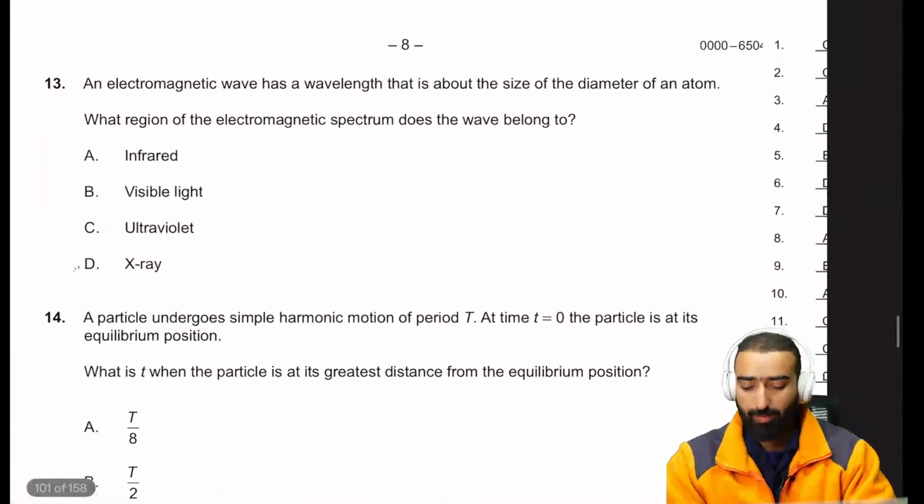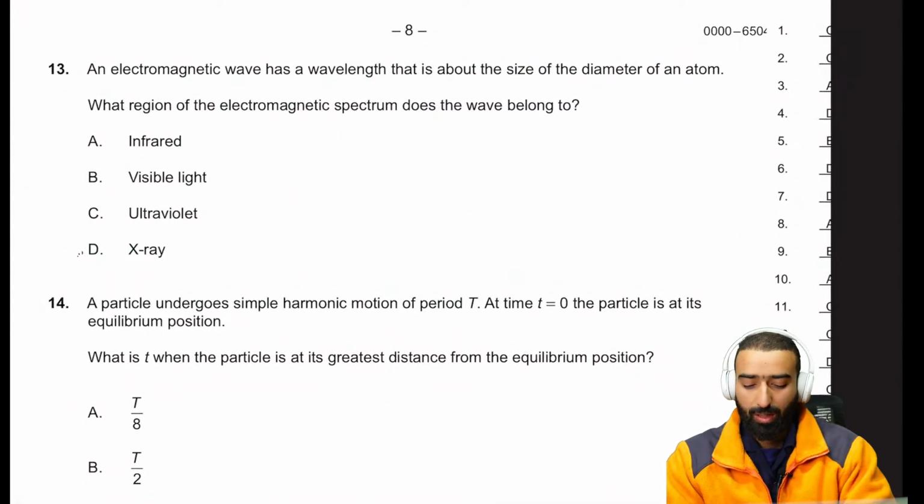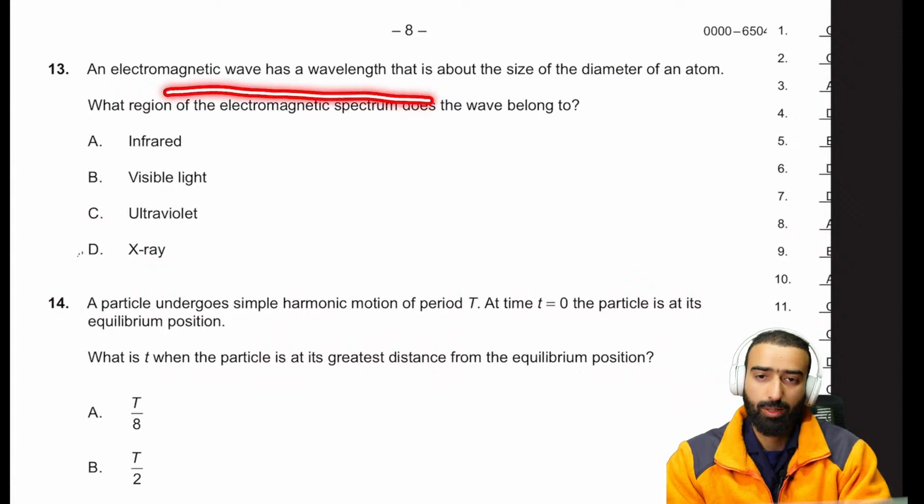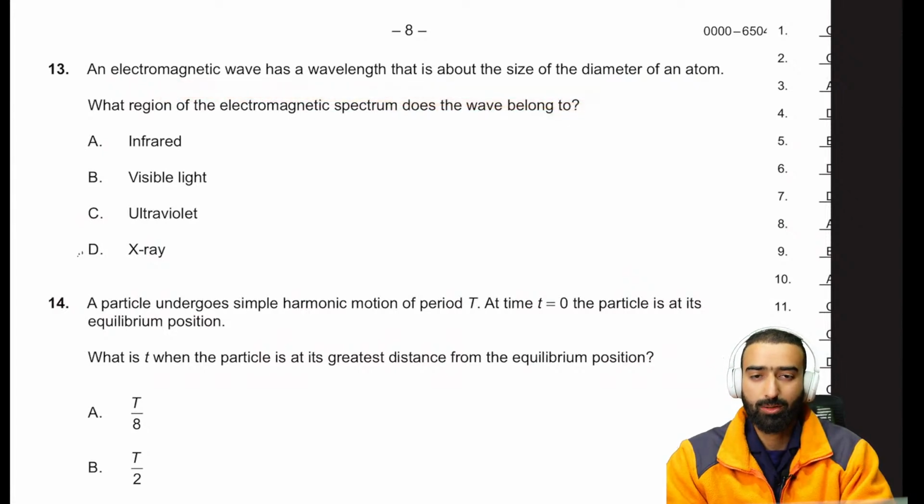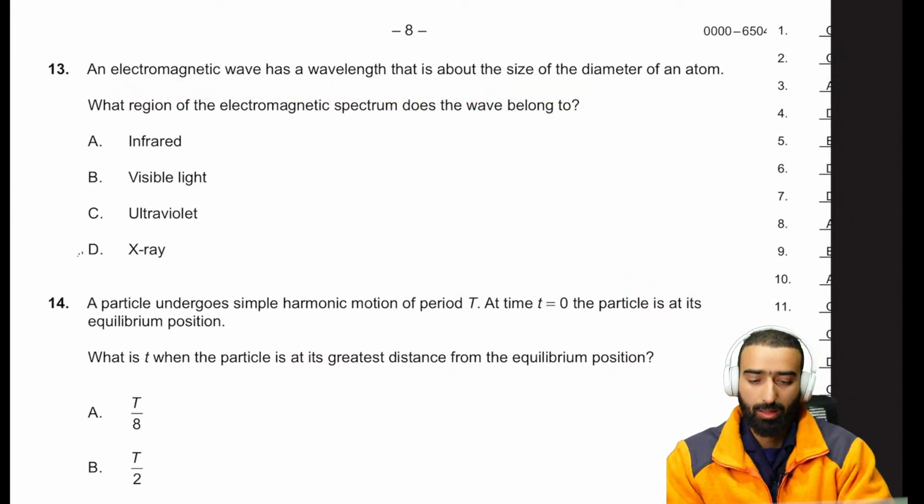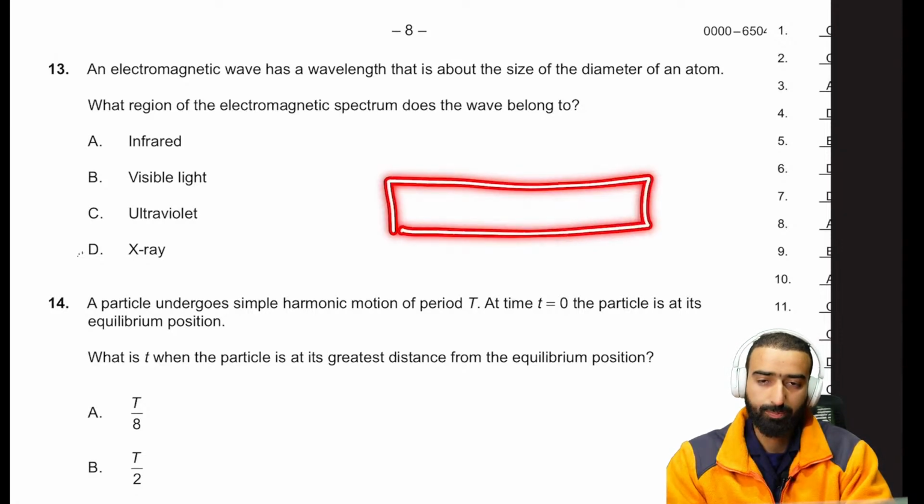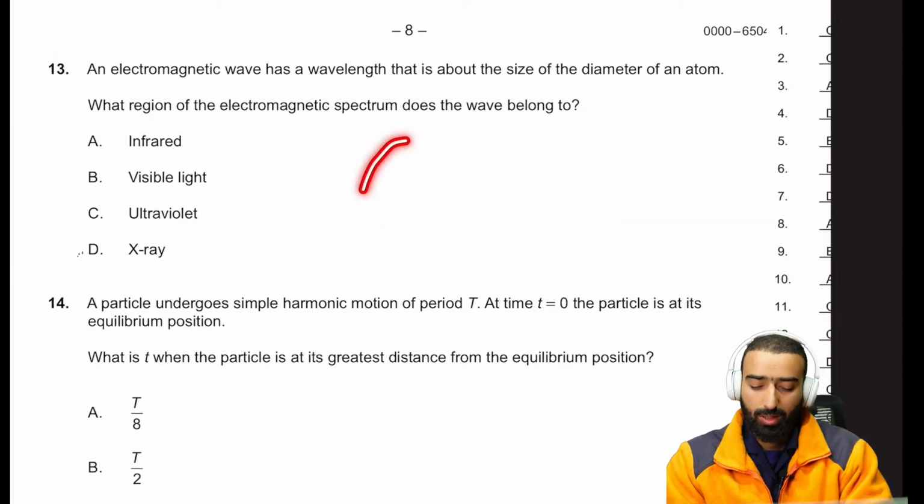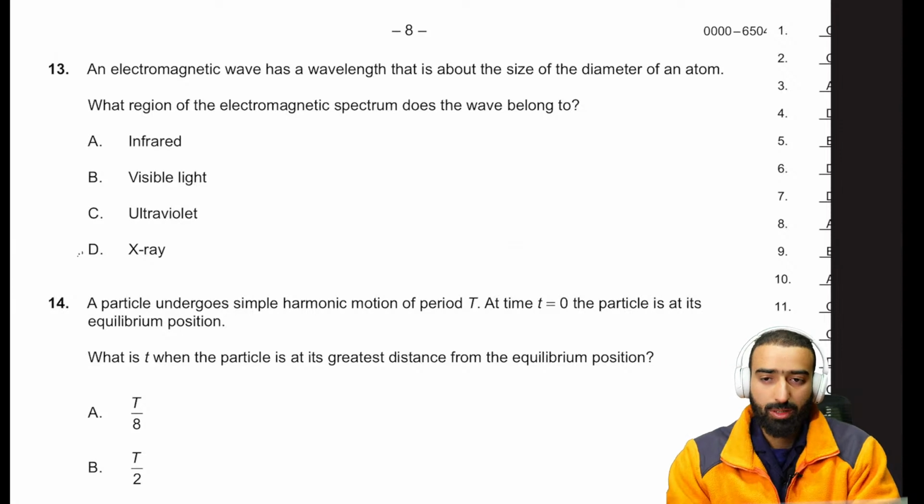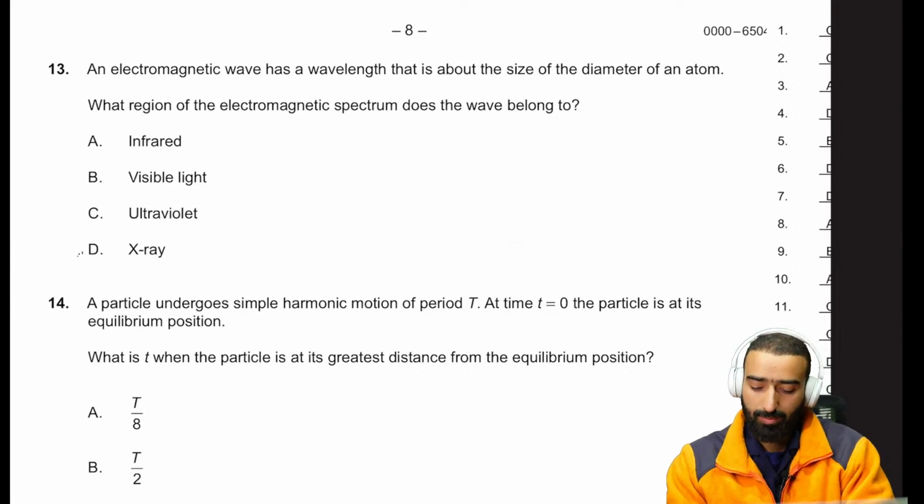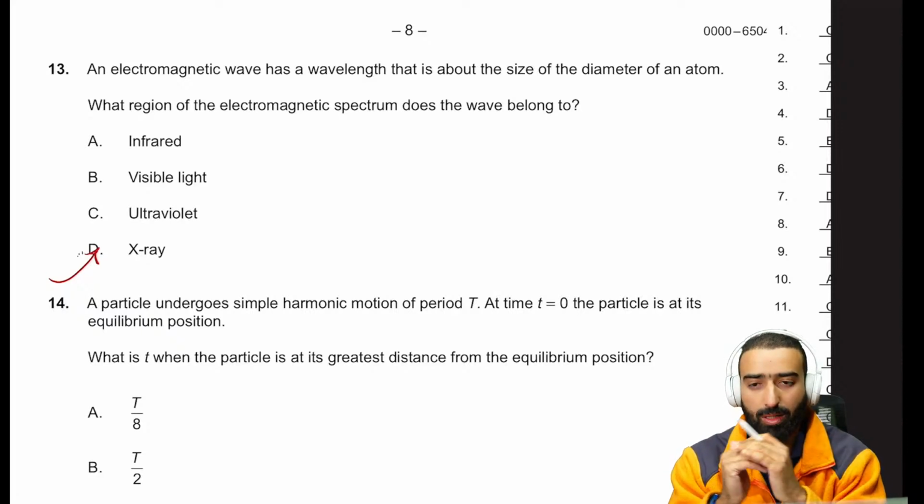Let's move on. Question 13. An electromagnetic wave has a wavelength that's about the size of the diameter of an atom. Now, what region of the electromagnetic spectrum does the wave belong to? Well, you can just look up the electromagnetic spectrum and look up the size of an atom. This question kind of needs to be memorized. And the answer, I'm just going to give you the answer. It's X-rays. X-rays have the same wavelength as the size of an atom.